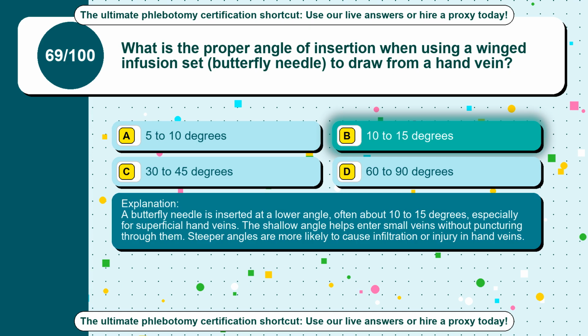A butterfly needle is inserted at a lower angle, often about 10 to 15 degrees, especially for superficial hand veins. The shallow angle helps enter small veins without puncturing through them. Steeper angles are more likely to cause infiltration or injury in hand veins.